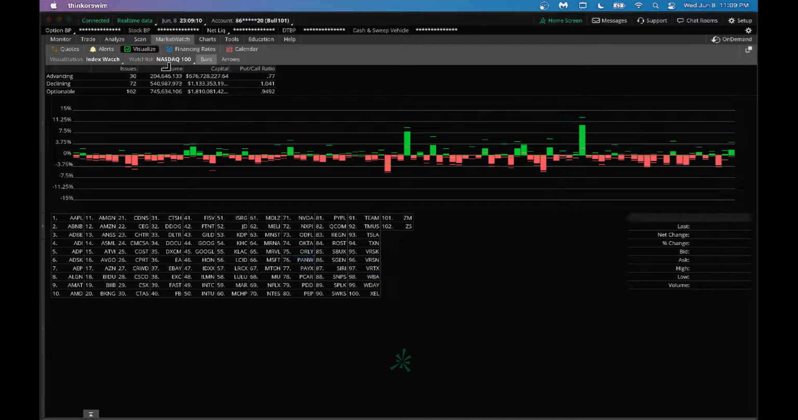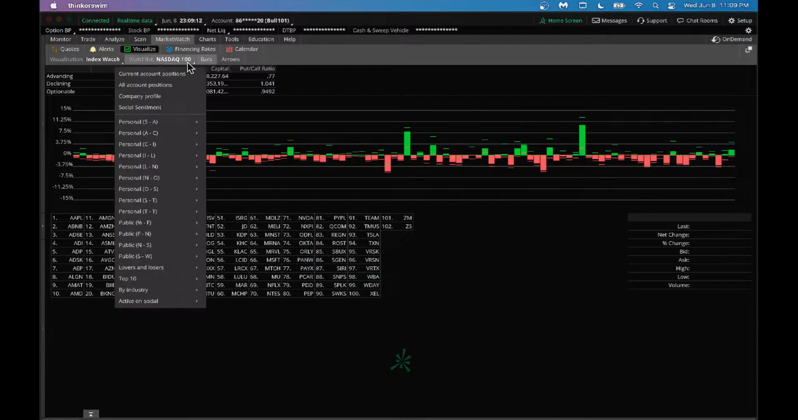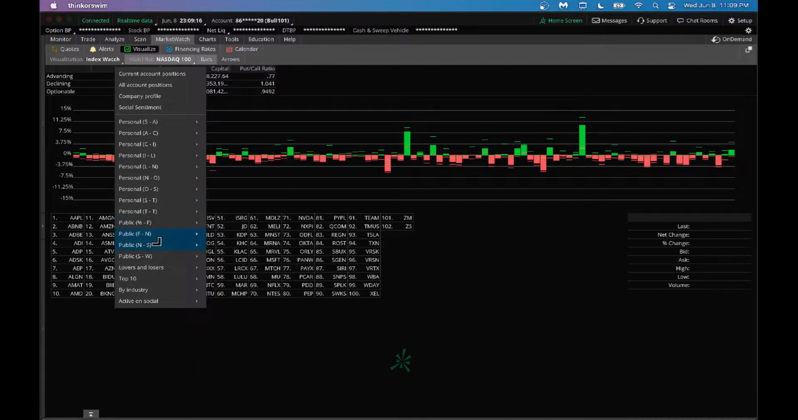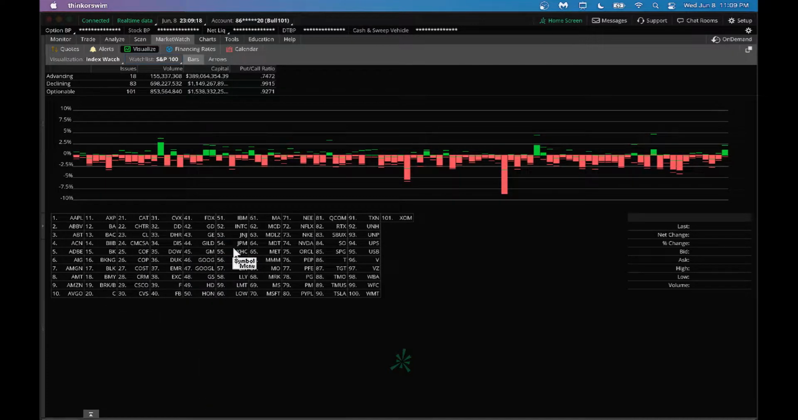So with that, you could also look at S&P 100 and see what's going on there. All right, so let's quickly look at S&P 100. Look, we got a similar story here. We got more declining. We got just 18 advancing and 83 declining. That's a huge drop. These are the top 100 stocks in S&P 500. That's why it's called S&P 100.